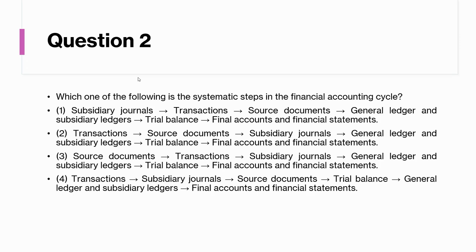Transactions, also that one is not the first step. The one that has source documents, you first start with your source document. Either maybe it's a slip, it's a check. Those are the source documents. So you start with that. And then once you've got your source document, then you record the transaction. After recording the transaction, you then see if there are any adjustments that you need to do. From there, you produce your ledger and other subsidiary ledgers. Then you produce your trial balance and then your final accounts and financial statements. So option 3 is the correct one. And again, option 4 is wrong. Just know that the first step, you first look at the source document. Then you record your transactions and so on.